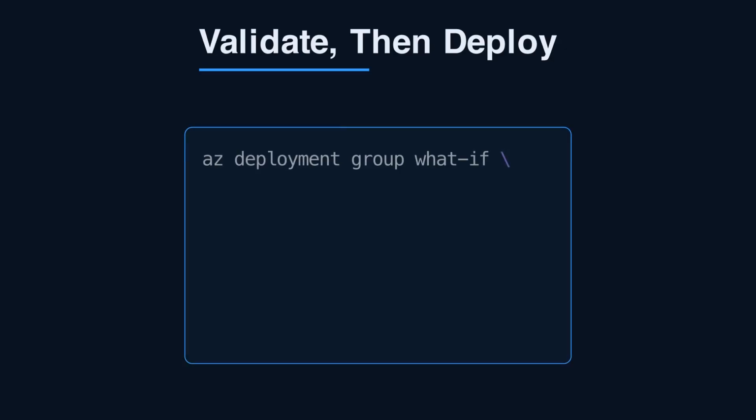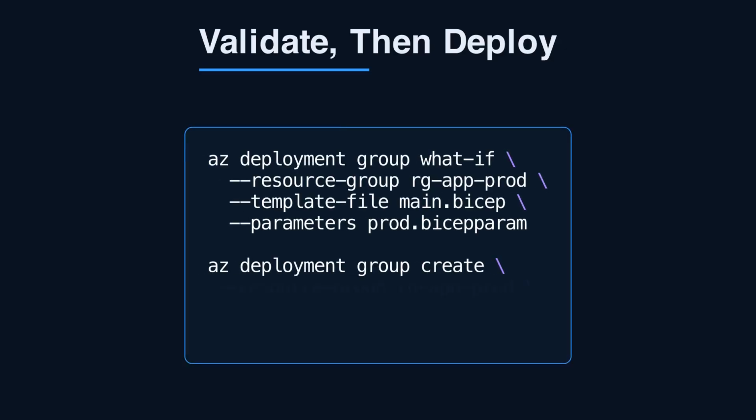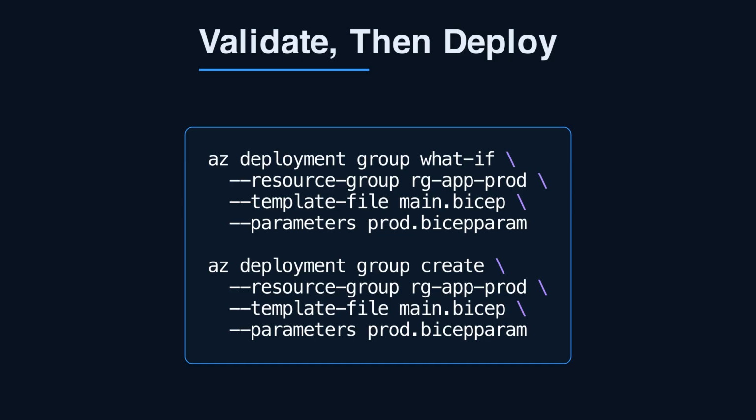Never deploy blind. Run what-if first. It shows exactly which resources will be created, modified, or deleted, and it catches surprises before they hit your subscription. Once that looks right, deploy at the resource group scope. Bicep deployments are incremental by default, meaning existing resources outside your template are left alone. To verify success, check the deployment status in the Azure portal or with the CLI, confirm outputs resolved, and hit your App Service health endpoint. Pricing and resource API versions change often, so check the current Azure docs.